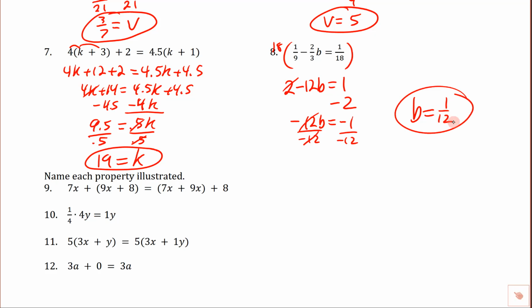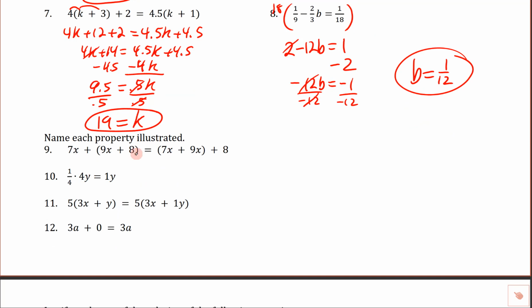So b is equal to 1/12. Okay, down here on the bottom of this page, it says name the property illustrated. So this is where you've got to have all those properties that we talked about memorized, so that you can recall those. You can't use a cheat sheet on the test or anything like that. But let's take a look at what happened here.